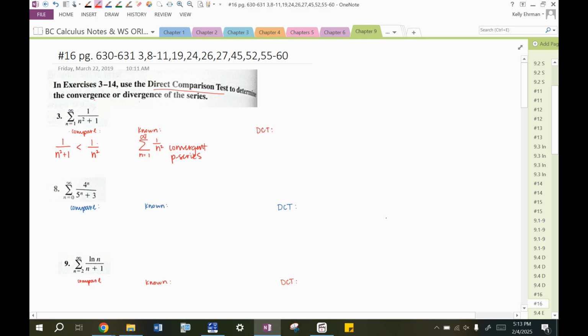And so since the series that is on top is converging, then the series that decreases even faster will have to converge too. So I'm just going to make my conclusion by saying the original series that we're looking at converges by DCT.